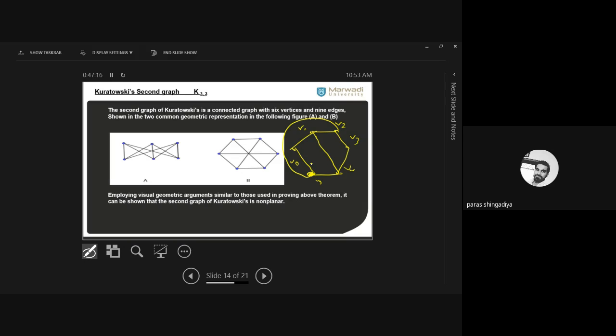Employing the visual geometric argument similar to those used in proving the above theorem. Above theorem means the K5 we proved earlier; in the same way you can prove this, okay? With the same conclusion you will get. Clear? It is non-planar, and it can be shown that the second graph is also a non-planar graph. Is this theory clear? Any confusion to anyone? Okay, so here we'll stop, and we'll discuss some more part of this unit in the next lecture.